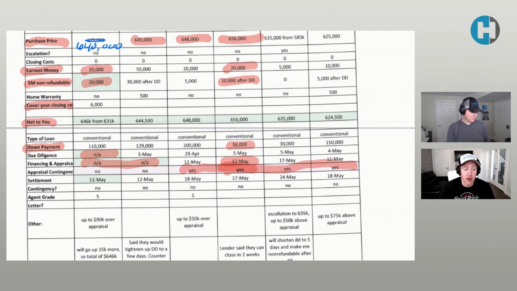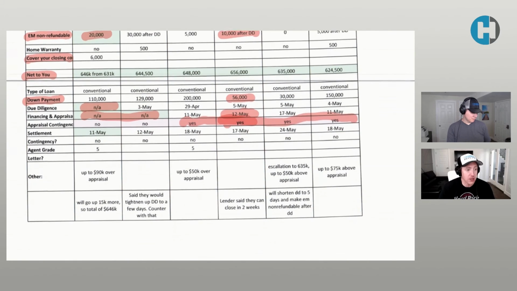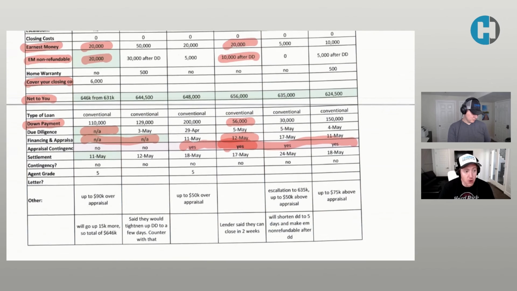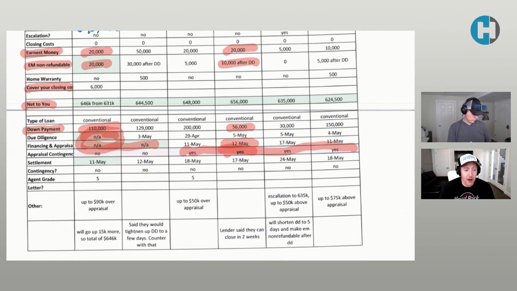So for 10K, okay, so far we're good. Doing a conventional loan, doing 110,000 down, no due diligence, no financing, no appraisal, no contingencies. I believe it was the fastest settlement date. And he was capable of covering up to $90,000 over appraised value out of pocket. Remember, there was no contingency, so that was not an issue, but just as an informational thing, he had enough cash on hand to cover the difference over appraised value. Those things made it very clear that here's our winner.